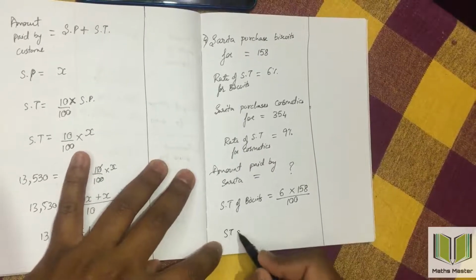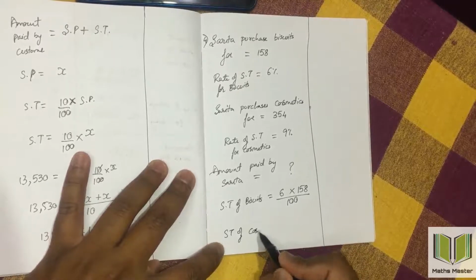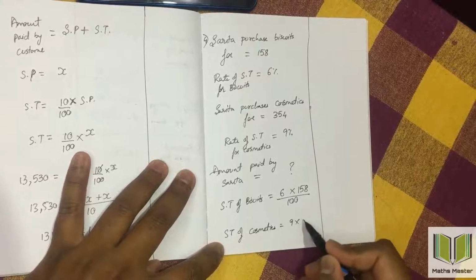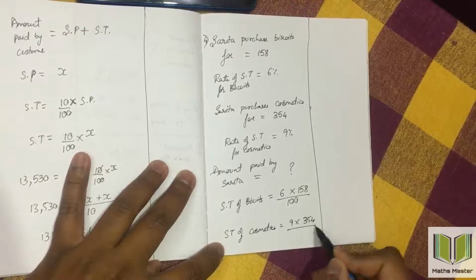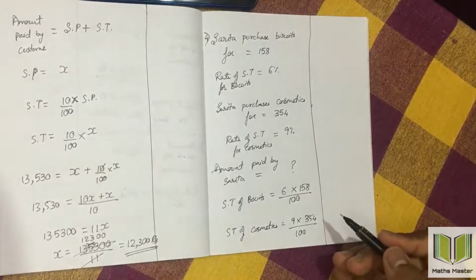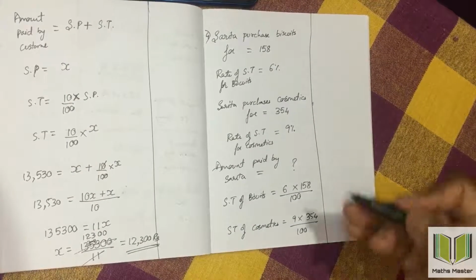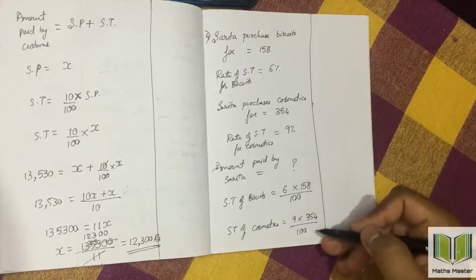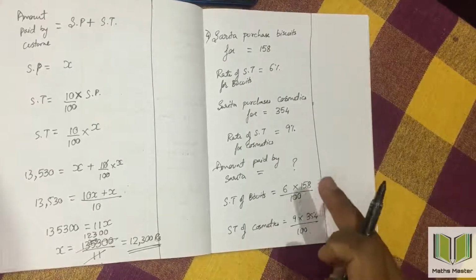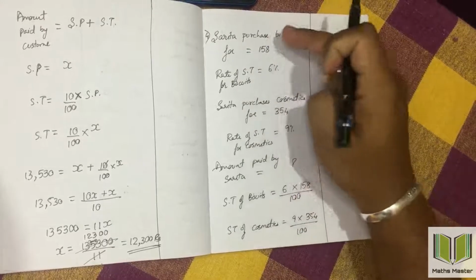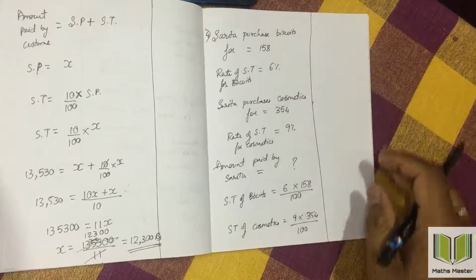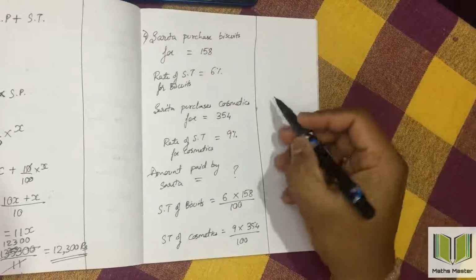Similarly, sales tax of cosmetics will be equal to 9 times 354 divided by 100. Okay, if I solve these two, I'll be getting my solution for this particular problem. I'll be getting two different answers. Those will be the sales tax. Amount paid by Sarita will be sales tax added with the sale price in both the conditions. We need to do that. Let me do the calculation part for this one.